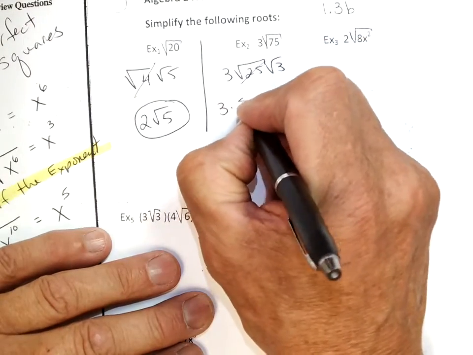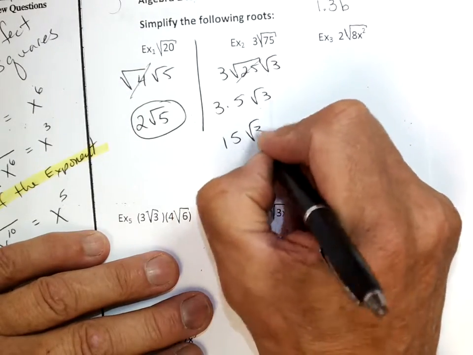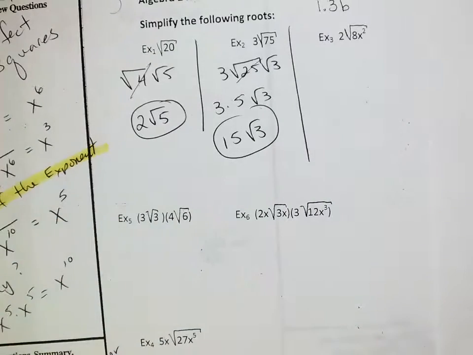3 times 5 square root of 3, right? 15 square root of 3. Okay. How many kids got that answer? Raise your hand. I want to see. Did you get that answer? Did you get that answer? Okay, good. All right.